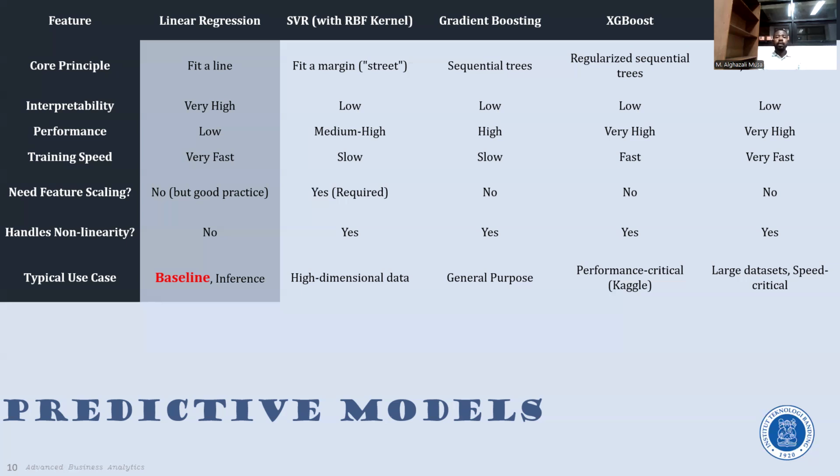So, the first thing, in terms of interpretability, support vector regression is low, gradient boosting low, low, low. About the performance, most of them are high, especially extreme gradient boosting and light gradient boosting, which are different in terms of computational power and also training speed. Light is very fast. So those are the main differences.